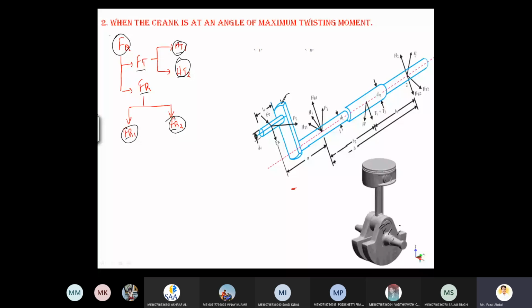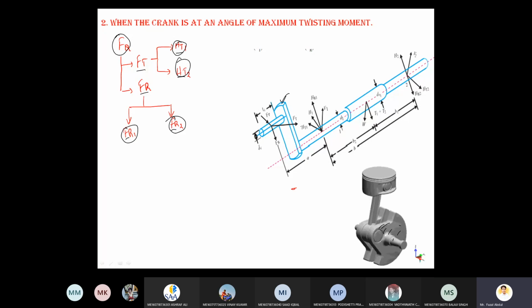Okay, so now one by one we are calculating HT1, HT2, horizontal tangential force 1, horizontal tangential force 2. This is radial force 1, radial force 2. So one by one we are calculating here. These are already known. Taking moment about, to calculate HT1. So where is the HT1 in this diagram?